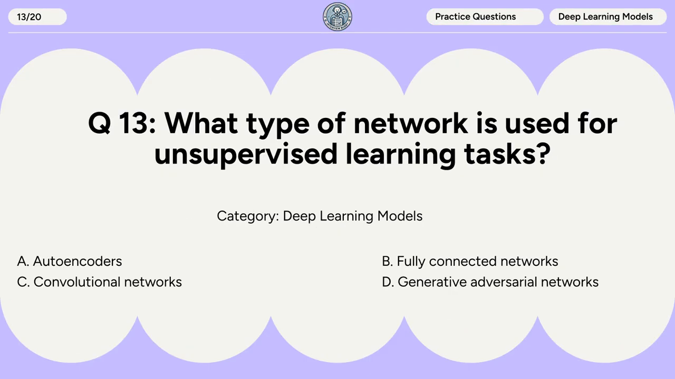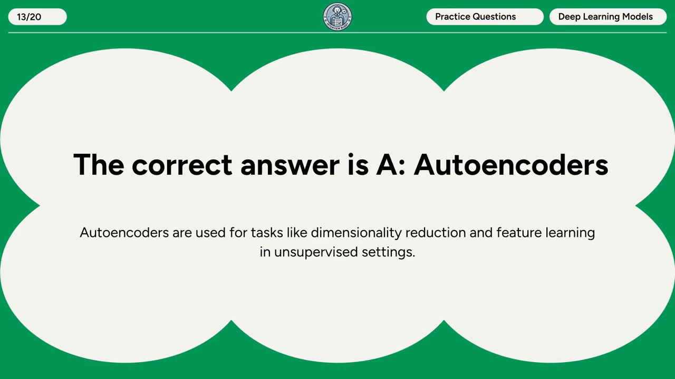Question 13. What type of network is used for unsupervised learning tasks? A. Autoencoders. B. Fully connected networks. C. Convolutional networks. D. Generative adversarial networks. The correct answer is A. Autoencoders. Autoencoders are used for tasks like dimensionality reduction and feature learning in unsupervised settings.